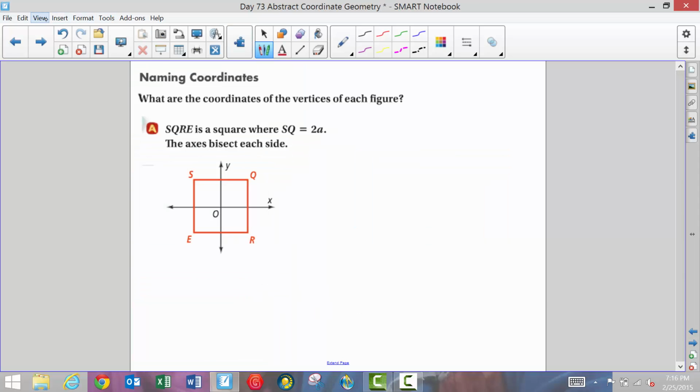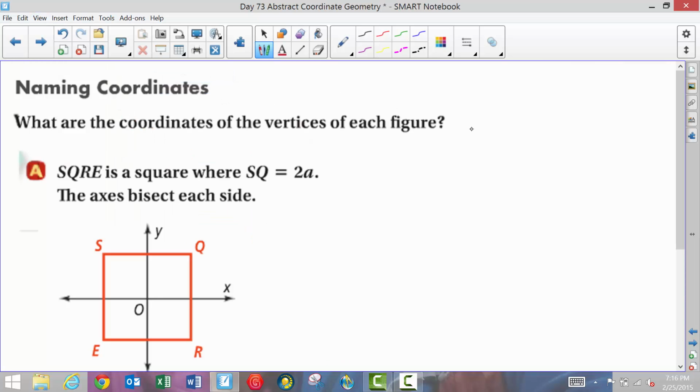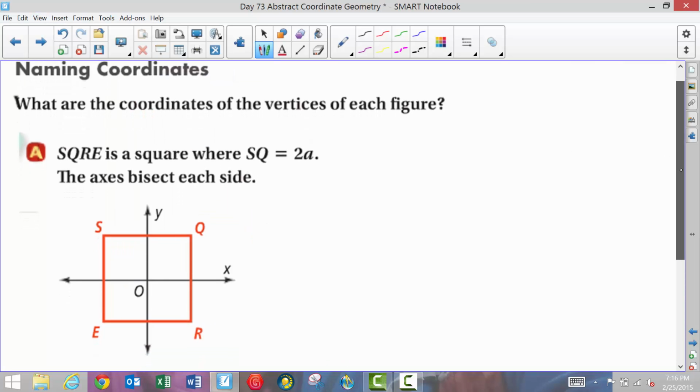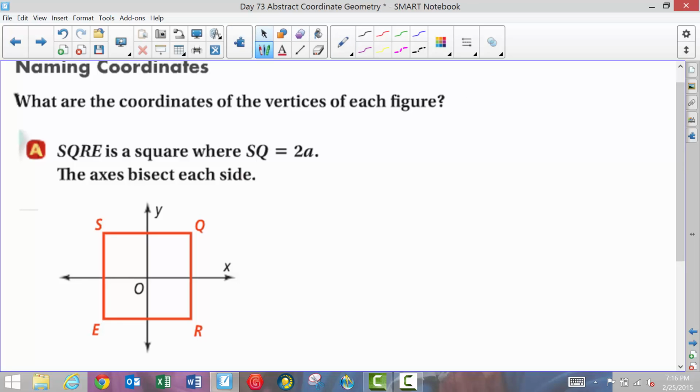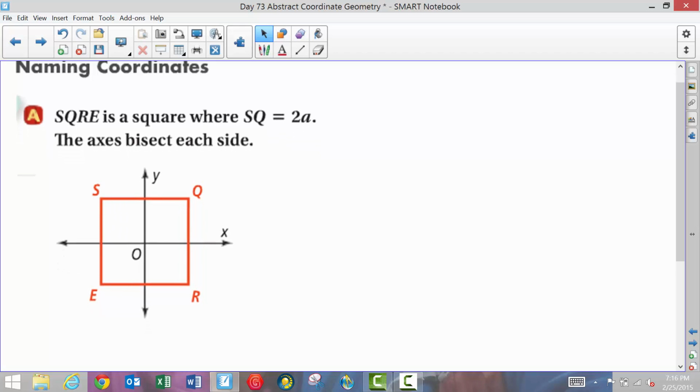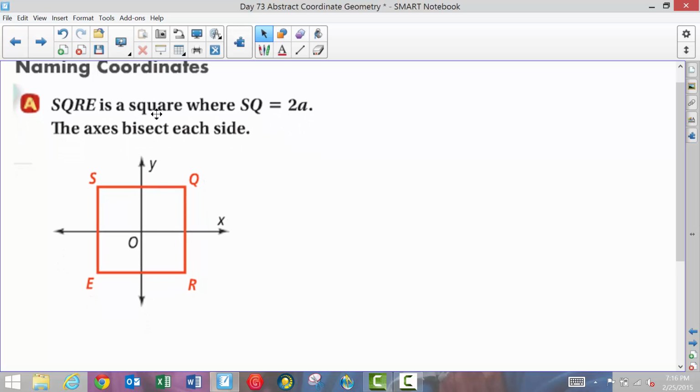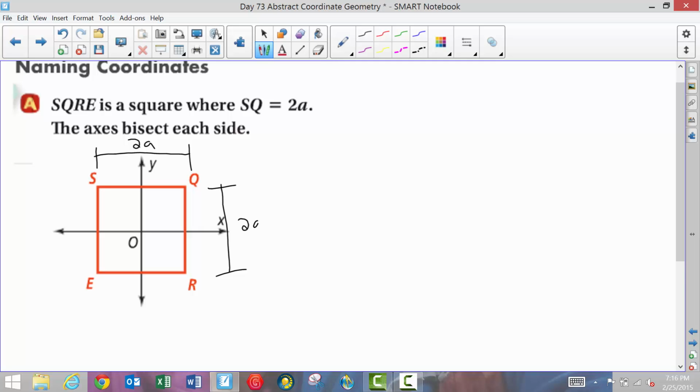Now let's start doing abstract coordinate geometry. What are the coordinates of the vertices of each figure? In other words, I want to know what are the coordinates for S, Q, R, and E in the square. I know that S to Q is 2a, so everything else is 2a, because a square has all congruent sides and all angles are also congruent. A square is also a rhombus and a rectangle and a parallelogram. So all side lengths are 2a.